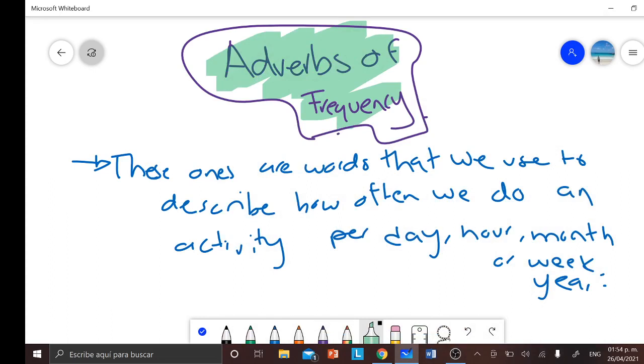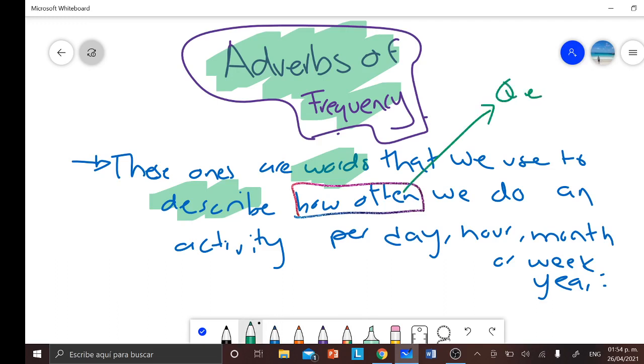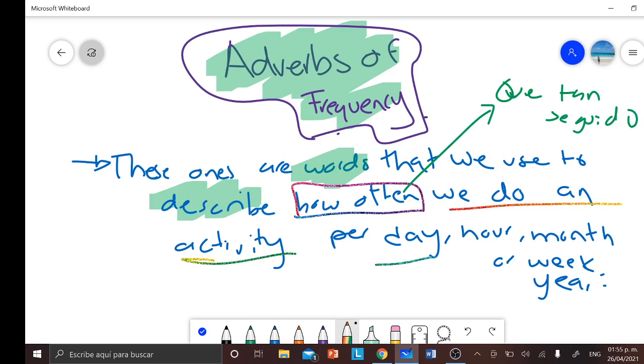In Spanish, the adverbs of frequency are called adverbios de frecuencia. They are words that we use to describe, son palabras que utilizamos para describir how often. How often means qué tan seguido. Qué tan seguido we do an activity, qué tan seguido hacemos una actividad per day, por día, per hour, per month, per week, or per year.